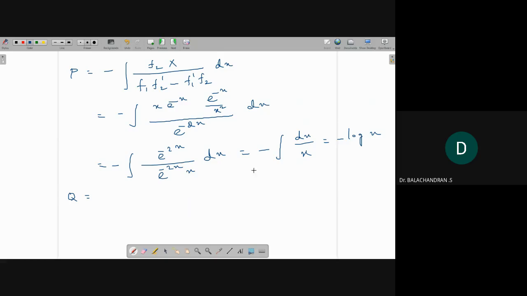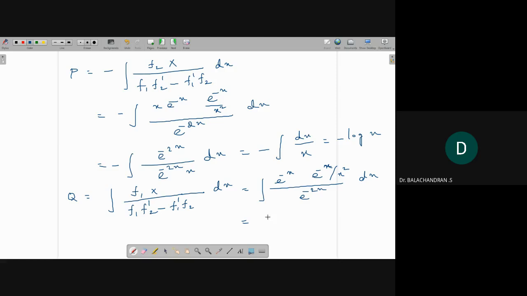So now q equal to the integral of f1 into capital X divided by the denominator, f1 f2 dash minus f1 dash into f2, into dx. Okay, so this is equal to the integral. What is f1? F1 is e power minus x. The capital X is e power minus x by x square. Denominator is e power minus 2x. So here also you have e power minus 2x, here also e power minus 2x. So you just have integration of dx by x square. So this is equal to minus 1 by x. So q equal to minus 1 by x.